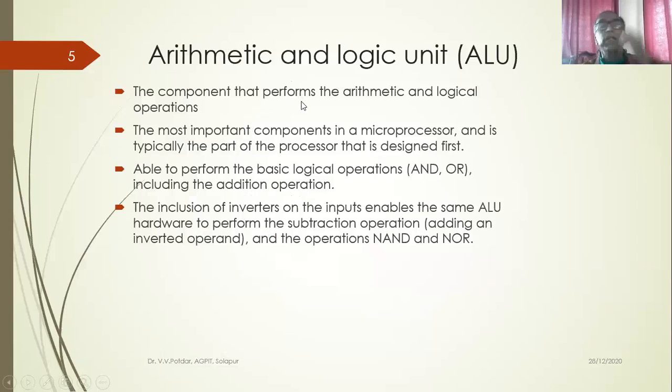Now, to start with, we have the arithmetic and logic unit, the component that performs the arithmetic and logical operations. It's called the ALU, one of the most important components in a microprocessor. It's typically the part of the processor that is designed first. It is able to perform the basic logical operations like AND and OR operations, including the addition operation. The inclusion of inverters on the inputs enables the same ALU hardware to perform the subtraction operation, by adding an inverted operand, and the operations of NAND and NOR. So these logical operations this ALU is also able to do.